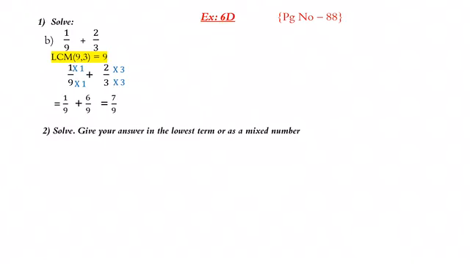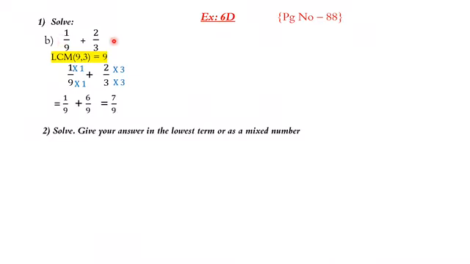Now here you see an example. Just have a look over here. This is from your textbook exercise 60, page number 88. First question is when you have to add 1 by 9 and 2 by 3. Of course, we have to find the LCM.